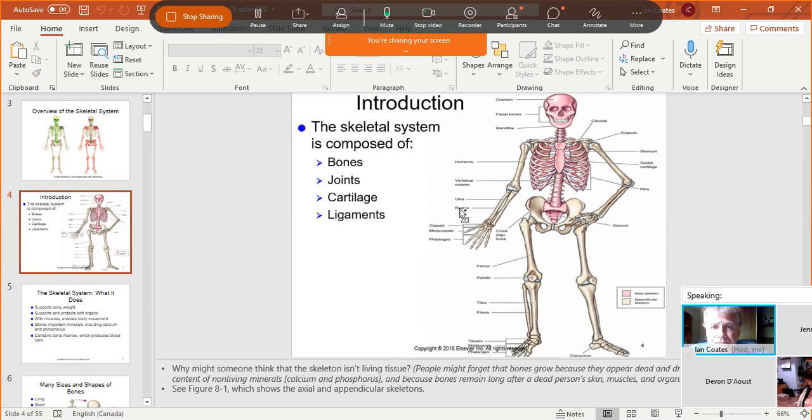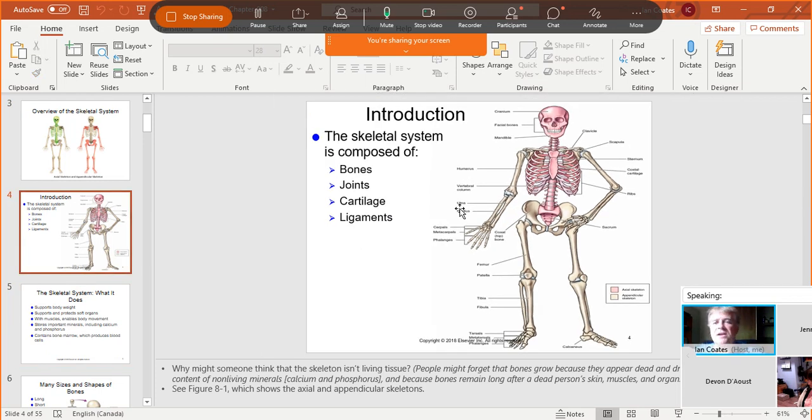So, introduction here, the skeletal system is composed of bones, joints, cartilage, and ligaments. We've got tendons. There's lots going on here. So if you really want to do the skeletal system justice, you can't do it in 5 minutes.